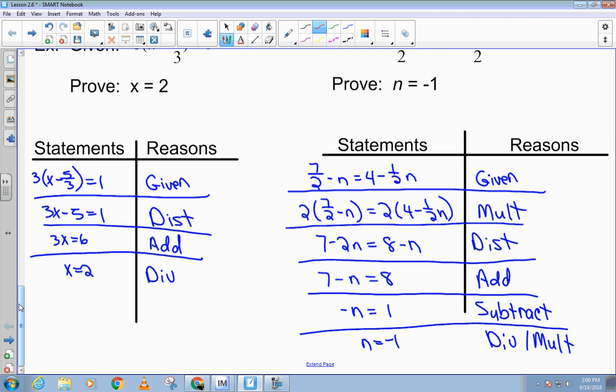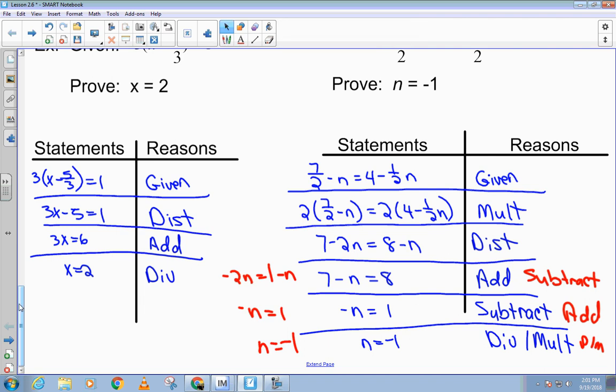Okay, so from here to here, they got negative 2n equals 1 minus n. And that is subtraction. And then they added n to both sides. So that's negative n equals 1. That's addition. And then they divide or multiply by negative 1 for the same reason. Okay. So, like I said, because we all solve equations a little bit differently, yours might look a little bit different from theirs once you get to this point, depending on how you choose to solve.